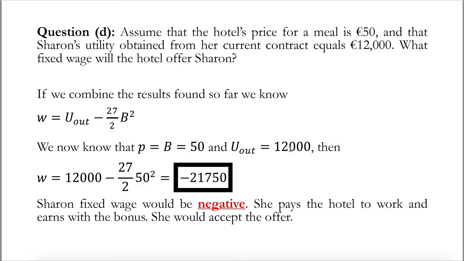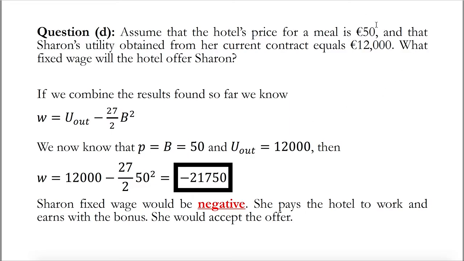Assume that the hotel's price for each meal is 50, so now we know this P is going to be 50, and that Sharon's utility obtained from her current contract equals 12,000 euro. What fixed wage will the hotel offer Sharon? So this is extremely simple. So basically here the exercise is giving us two extra pieces of information with respect to what we have done so far. So up to now we just considered P as the generic price of each meal. Now we have a specific number that is 50 euro.